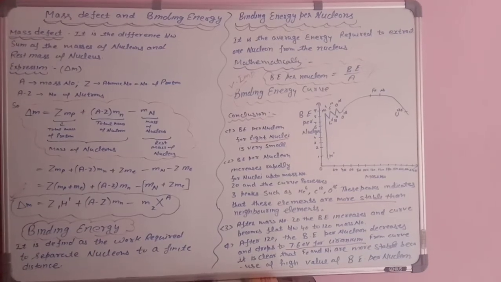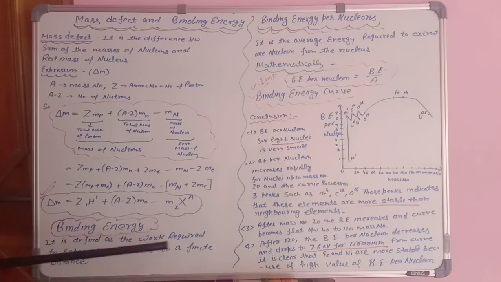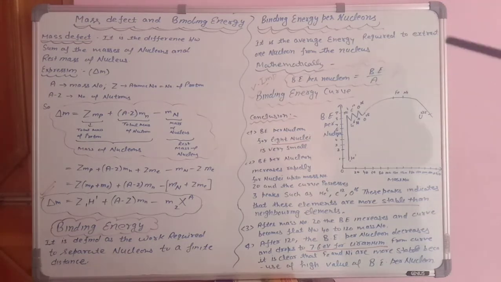Students, binding energy means the energy which we require to separate nucleons. As you know, nuclear forces are there between nucleons: proton-proton, neutron-neutron, proton-neutron. So those forces we need to overcome, and to overcome those forces we need some energy, and that energy is called binding energy. So it is defined as the work required to separate nucleons to a finite distance. And binding energy per nucleon means to extract one nucleon from the nucleus.